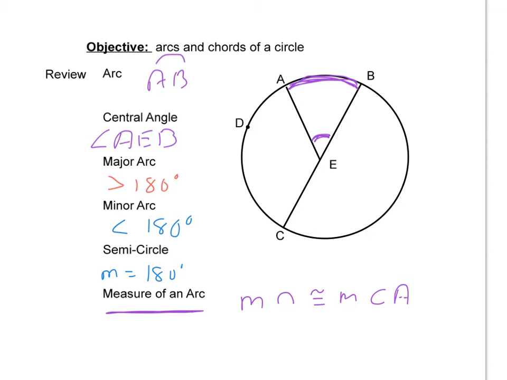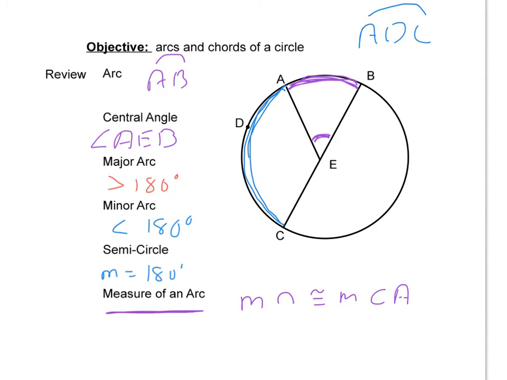Sometimes the best way to avoid the ambiguity is to label arcs with 3 points. So if I want to talk about this arc right here from A to C, this minor arc, it is a minor arc because it's less than 180. I'm going to highlight that in blue. So the minor arc ADC would be arc ADC, like that.